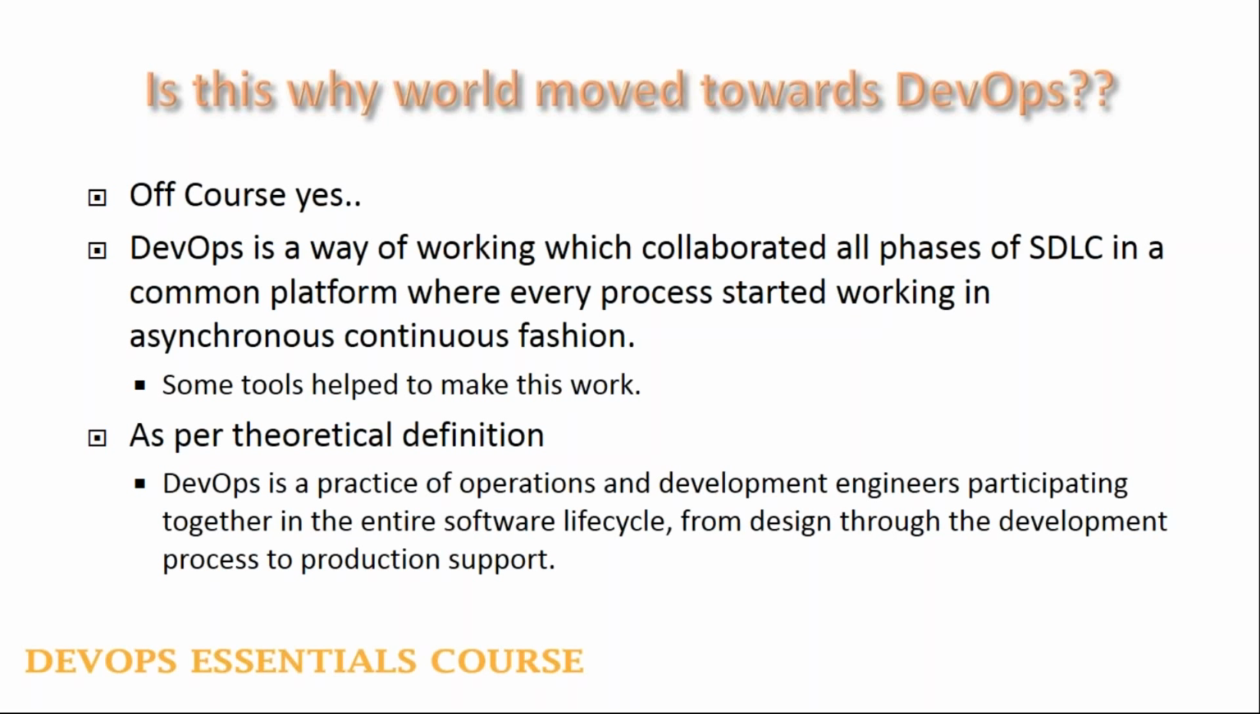As per the theoretical definition, from Wiki: DevOps is the practice of operations and development engineers participating together in the entire software life cycle. So operation people and development people will participate in the entire software life cycle. That's the DevOps model, from design through the development process to production support, from design to production. That means your operation people and development people are combined from the beginning itself. From the requirement analysis, they will be there till production. Production means till the deployment.